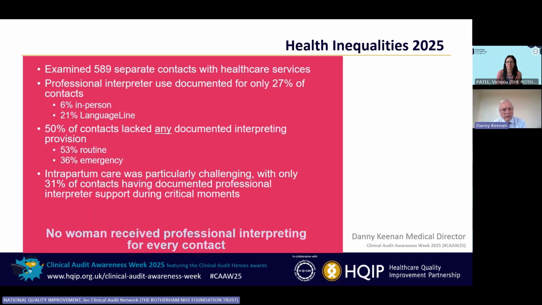Then when these ladies come in for intrapartum care, only 31% had any documented professional interpreter. So that basically means that 70% of these ladies come in to deliver a child and hadn't a clue what anyone was saying to them. That's not good at all in a caring society, as we're supposed to be a part of. And you can see the very last thing is no woman received professional interpreting contact for every contact, which is what's meant to be. That's a wake-up call. And this isn't critical of maternity services, because I bet these numbers replicate themselves across the board. The next slide, please.